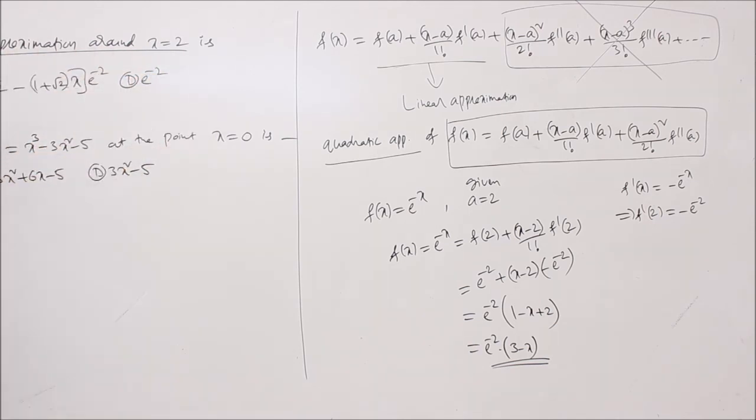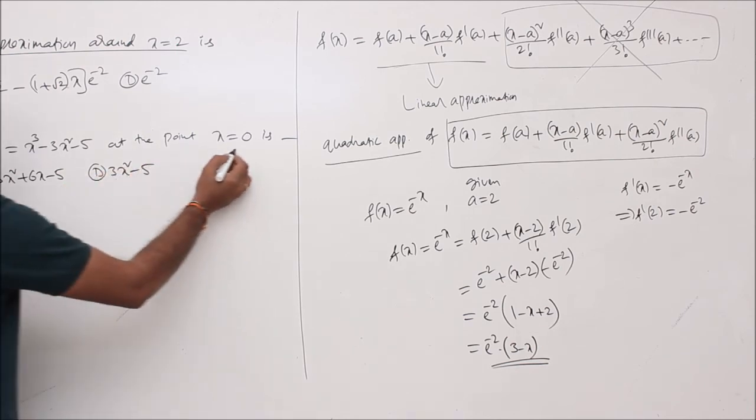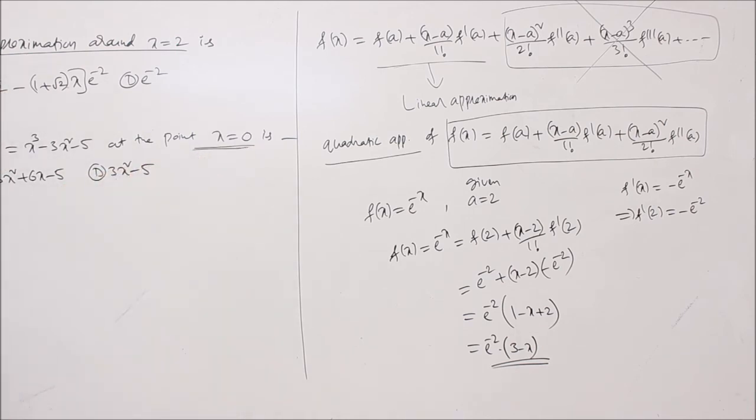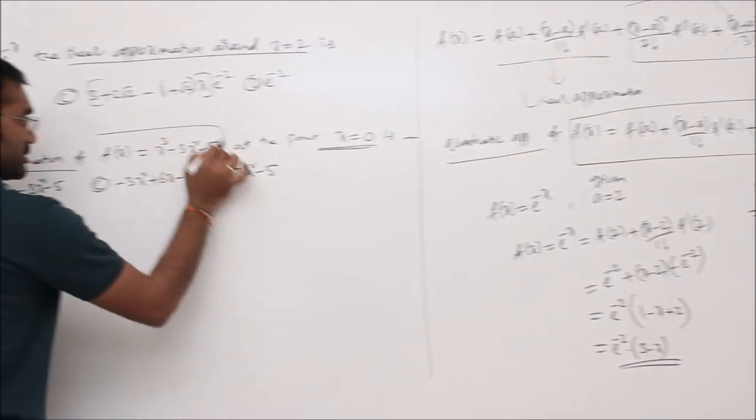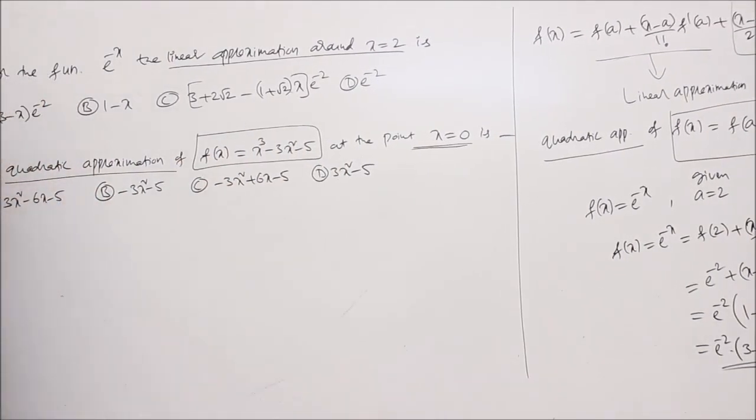Now if we come to the sixth question, here we require the quadratic approximation of that function at the point x equal to 0. At the point x equal to 0 means the corresponding series will be in powers of x. See here, the given function is already in expanded form in powers of x.